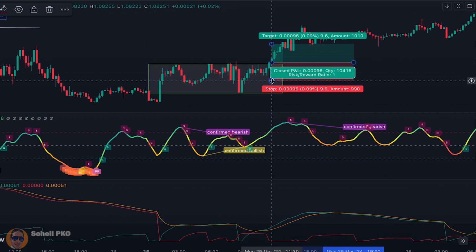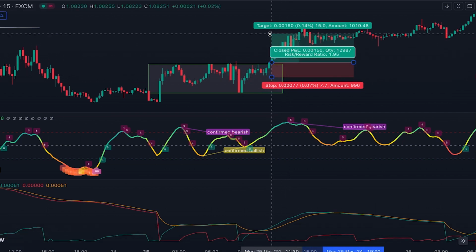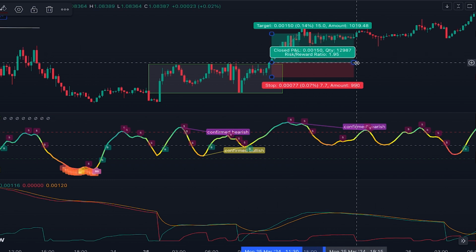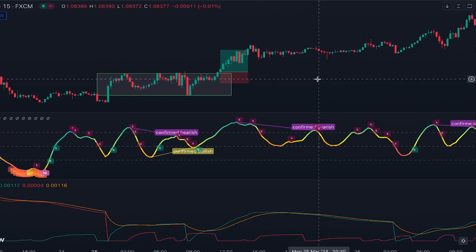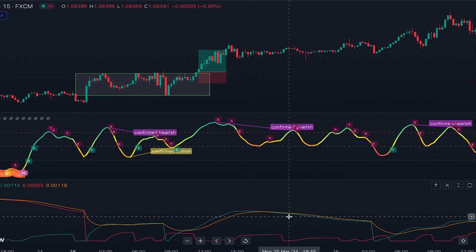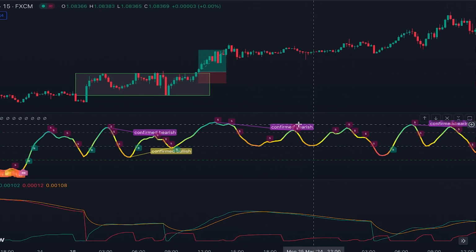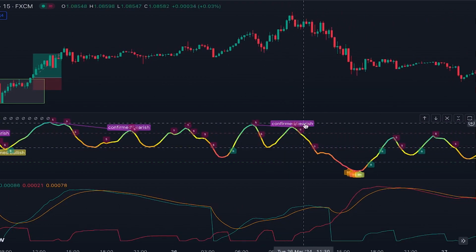The stop loss for this trade is placed below the previous swing low and the profit at 1.5 risk to reward ratio. Alright, after this trade here we had a confirmed bearish signal, but no crossing of the price below the low of the swing low, and also no crossing of red line above the orange line, so this signal is rejected. Moving on the chart, here we have another confirmed bearish signal.